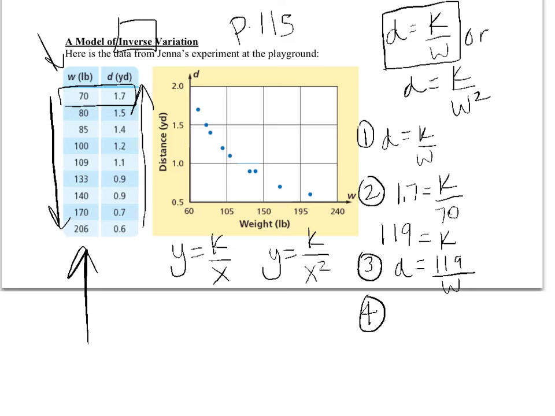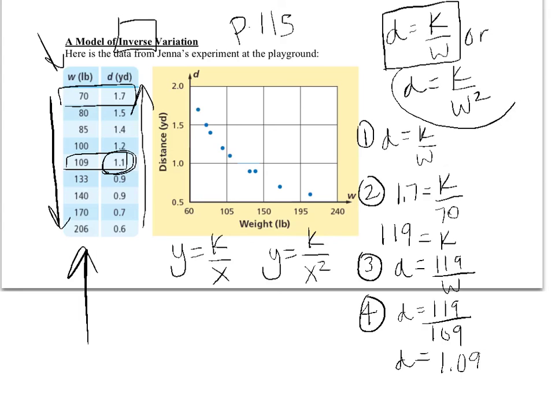Step 4, I'm just going to pick 2 more points, but I'm only going to use the w value to see if I get the correct d based on it. So I'm going to say D equals 119 over 109. And I should get 1.1 as my answer for D. So 119 divided by 109, when you divide them, you get D equals 1.09, which is pretty close to the 1.1. So now we can test it with the D equals K divided by W squared inverse variation equation and see if that one works better for this data.